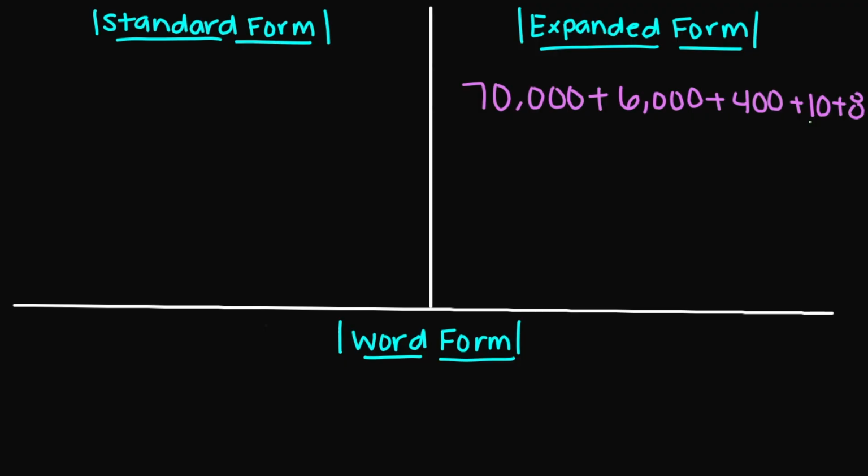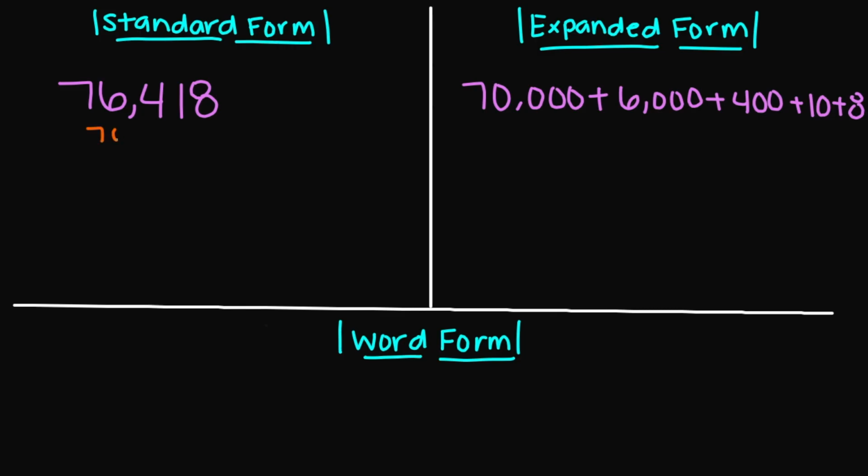So let's say, for an example, your expanded form is 70,000 plus 6,000 plus 400 plus 10 plus 8. What is your standard form if this is your expanded form? So your standard form, we said we have 70,000, so I'm going to put my 7. Then we have 6,000. Then I'm going to add my comma. Then we have 400, and we have 18.